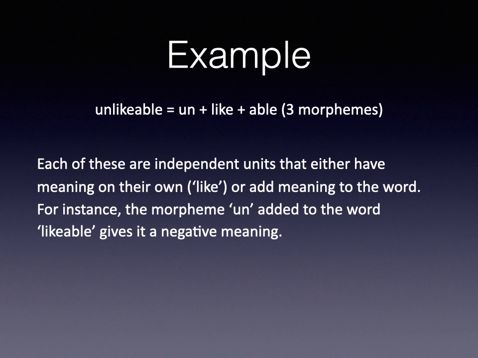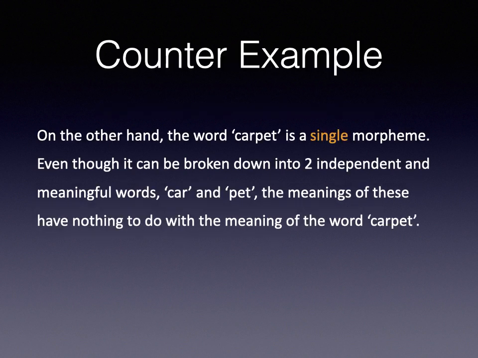Now let us look at a counter example. So these are examples of what are morphemes, how we can split a word into its constituent morphemes. And now we will look at the very opposite, a counter example of when splitting a word does not give you morphemes. Let us look at the word carpet. Now carpet might sound like there are two morphemes in it, car and pet. But car, yes, it is an independent word, it is a meaningful word on its own, but it has nothing to do with a carpet. Just like pet, it also has meaning on its own. It can stand by itself. But pet has nothing to do with carpet.